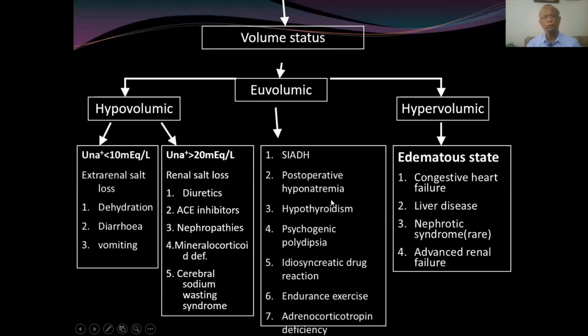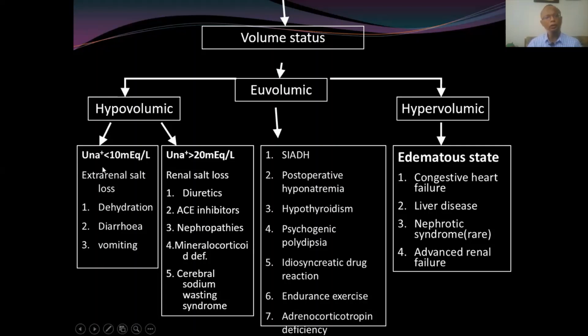Now comes the most important, that is hypotonic hyponatremia. Here again we classify according to the volume status, that is hypovolemic, euvolemic and hypervolemic. Now comes the most important findings as we will get in case of hypovolemic hyponatremia. Here the most important thing is urinary sodium excretion.